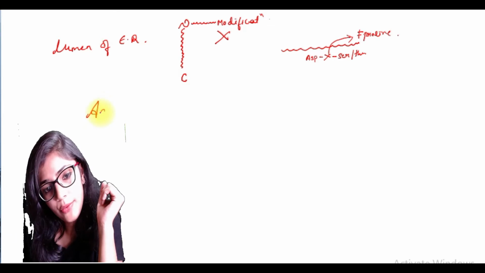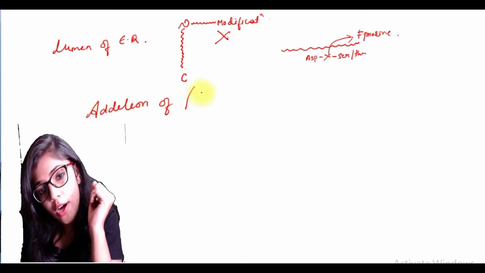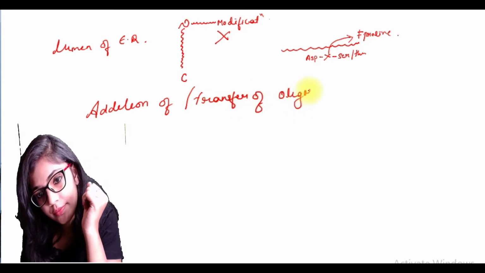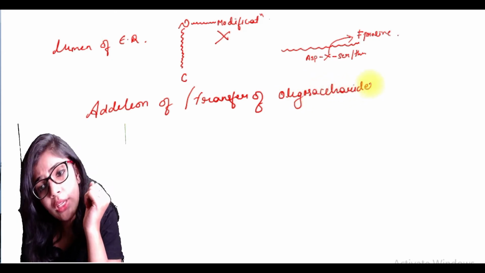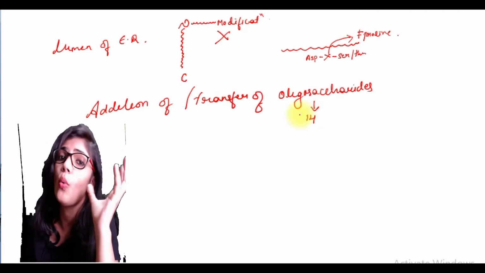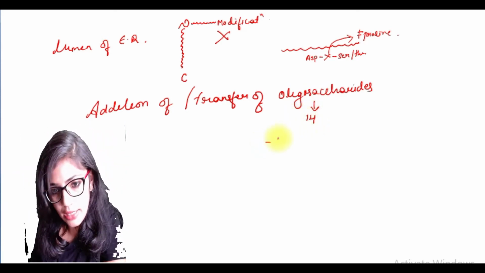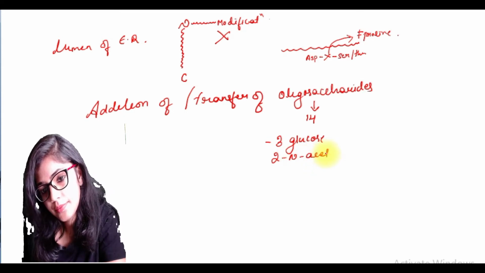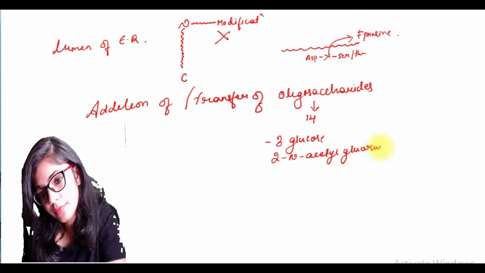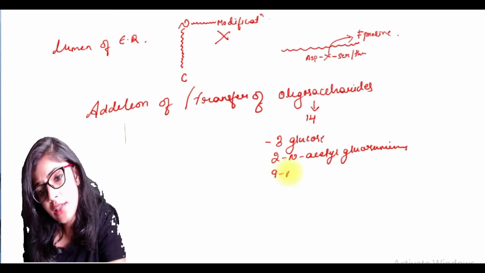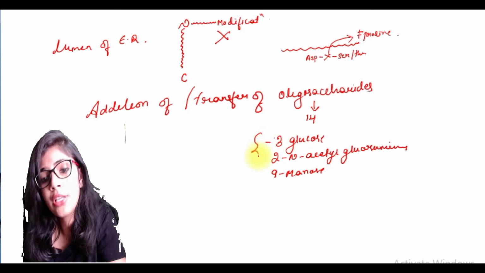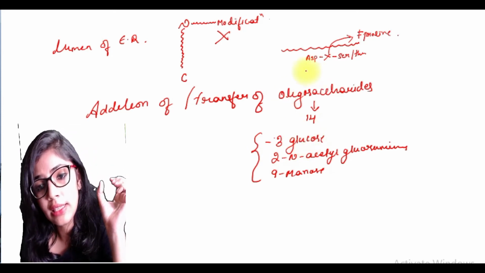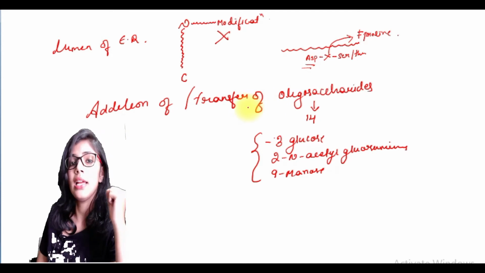Glycosylation means addition or transfer of oligosaccharides. And these oligosaccharides are of 14 types. So, what are these 14 types? Of the 14, there are 3 glucose, 2 N-acetyl glucosamine and 9 mannose. These are the 14 oligosaccharides which need to be transferred to the protein at a specific sequence, that is, at the asparagine. That is the reason it is known as N-linked glycosylation.